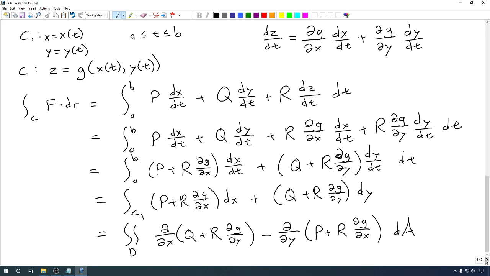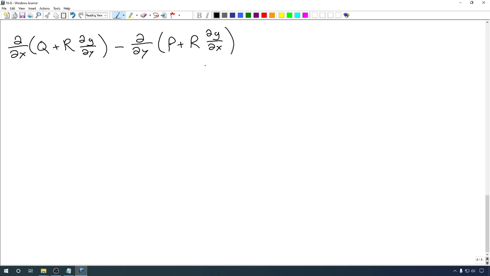And now we get to do some differentiation. I'm going to leave out the integral for now. I'm just going to work with what we have inside here. So now we just have our integrand by itself. And keep in mind that when we are differentiating, we have to treat the fact that p, q, and r are not functions of x and y specifically. They are functions of x, y, and z. They can have z's in them. But z is being treated as a function of x and y.